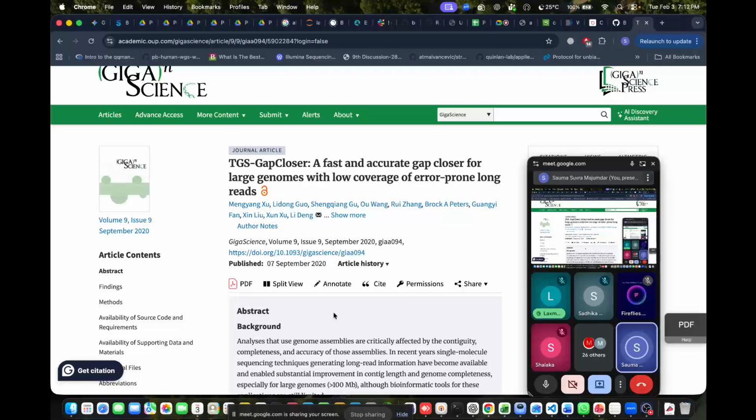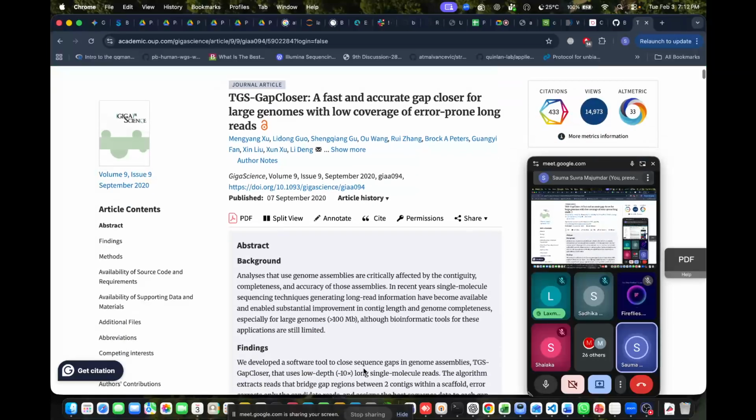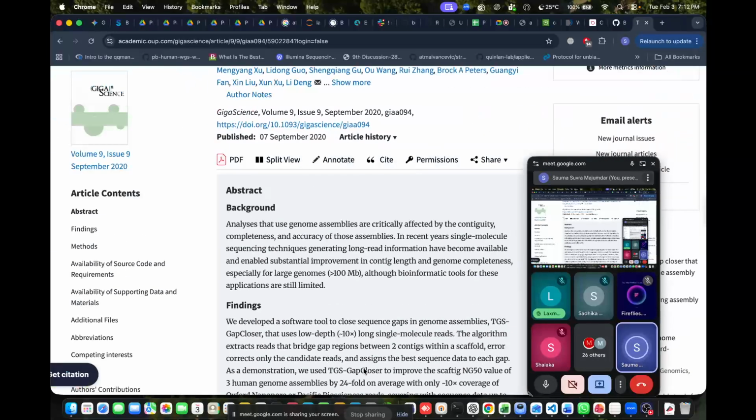Just to make it clear, I don't think that thing is happening here. Here it's more on assembly, and I don't think it's even an assembler. It actually works on top of an assembler, if I'm not wrong. So I'm not very sure of this particular tool, but yeah.